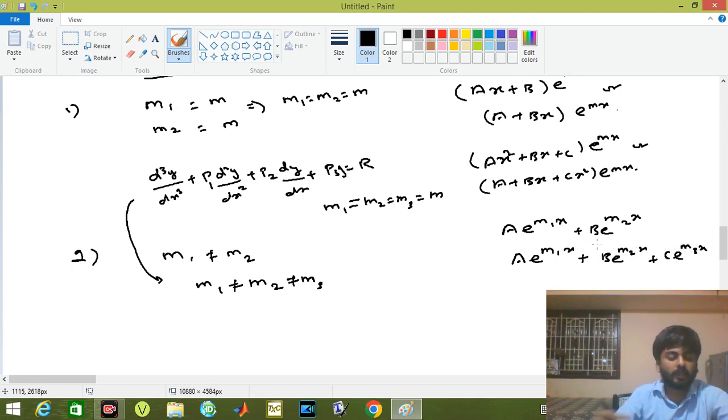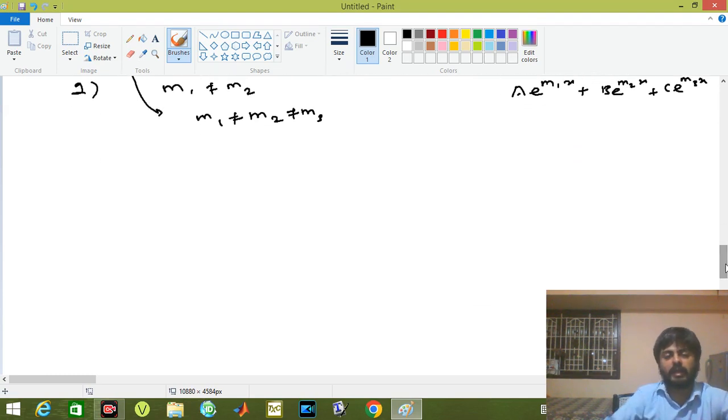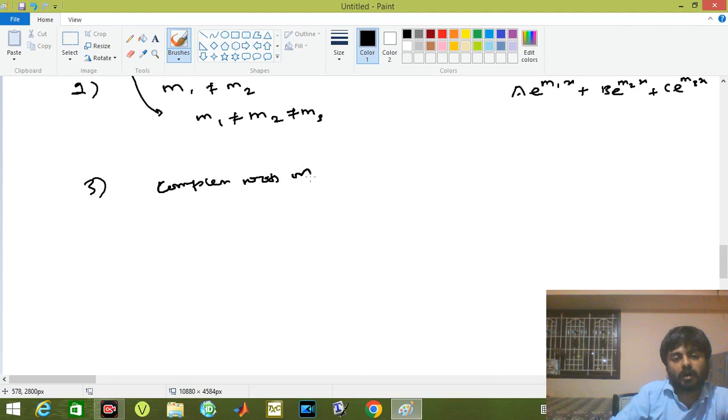The third thing is complex roots, also called imaginary roots. You can avoid this term. Most probably you will get imaginary roots, but if you are involving an imaginary term, it will become complex. So there are complex roots, that is alpha plus or minus i beta.